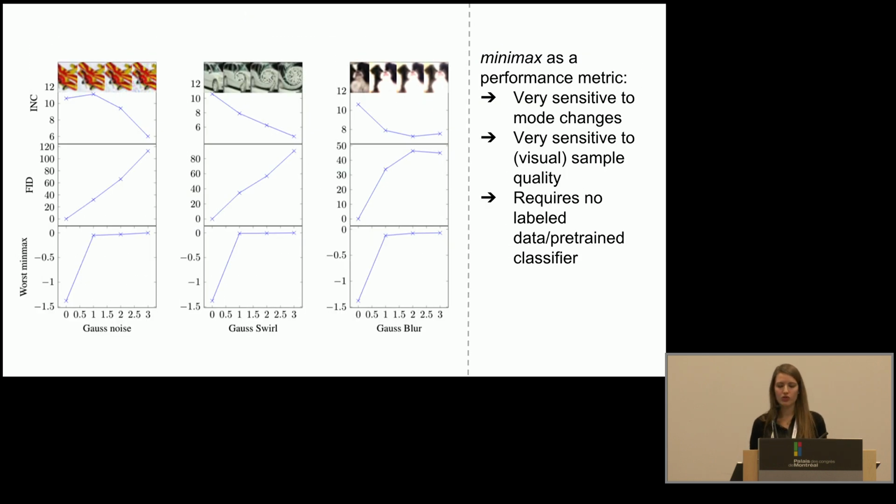We also wanted to check how minimax is able to capture visual sample quality. So here we have images from CIFAR-10, on which we apply some disturbance, which is basically adding Gaussian noise, adding a Gaussian swirl, or blurring with a Gaussian kernel at increasing intensity. And we are again interested in the trend of the metrics. We see that the minimax metric captures this quite nicely and really reacts to sample quality.